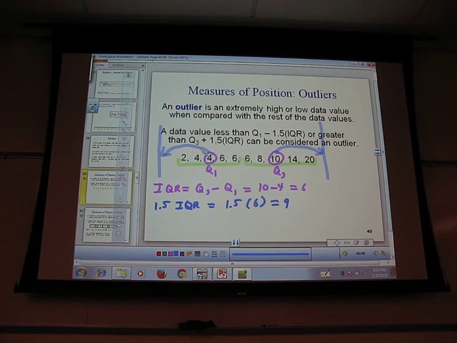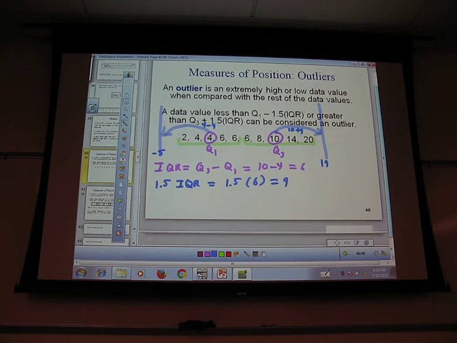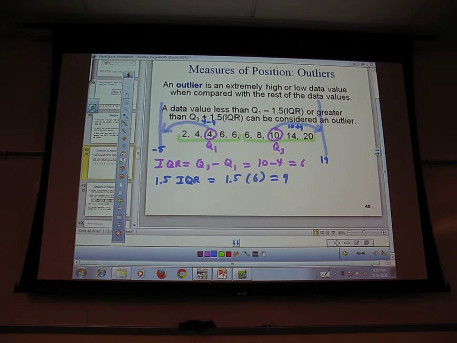So here I'm going to subtract 9, and here I'm going to add 9, 10 plus 9, to figure out what these boundaries are. This boundary is going to be 19. This boundary is going to be negative 5. Do any of these numbers fall outside the boundary? Yes? Sarah's saying yes. Which one falls outside the boundary, Sarah? 20. 20 is outside this boundary. Does that make sense?